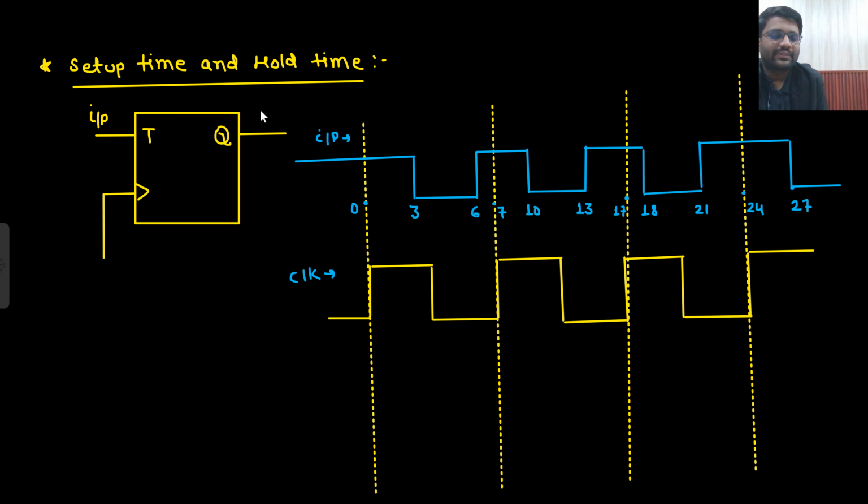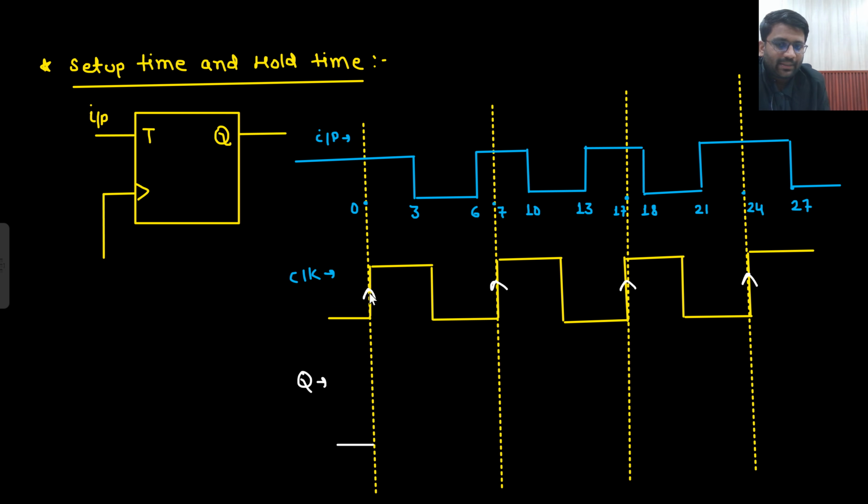First, forget about setup time or hold time. Suppose I give you this particular question, that there is a T flip flop, and it is fed with a positive edge triggered clock. Now what will be the output Q? Draw the waveform of output Q. Initially let's just assume that it is clear. Initially output is 0. So what will be your output Q?